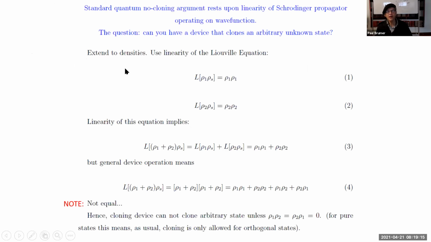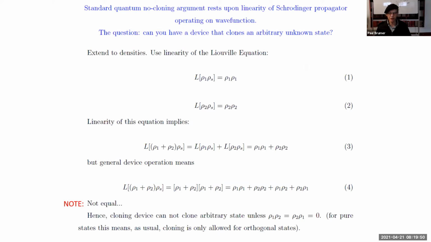So here it is. You all know the quantum no-cloning theorem. It says the following, and I've generalized this to densities. It normally applies to propagators applied to wave functions, and it rests upon the linearity of the Schrodinger propagator operating on wave functions. And the question is, can you have a device that clones an arbitrary unknown state? So you have a box, a machine, and you stick in a state, and out pops a copy of that state. So the original state untouched, and a copy of that state is made.